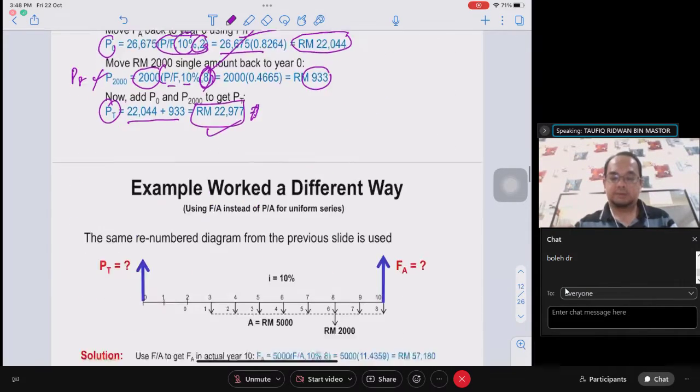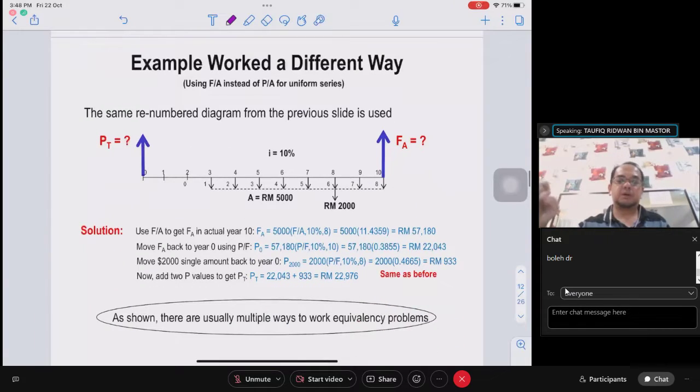So we go next. Okay, this is an example worked in a different way, using the FA or PA. Okay, using FA instead of PA for the uniform series. Actually, you can do both factors. It doesn't matter at all. You can use the PA or the FA. It's okay, no matter.